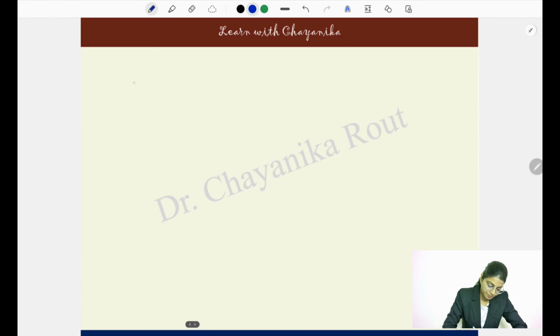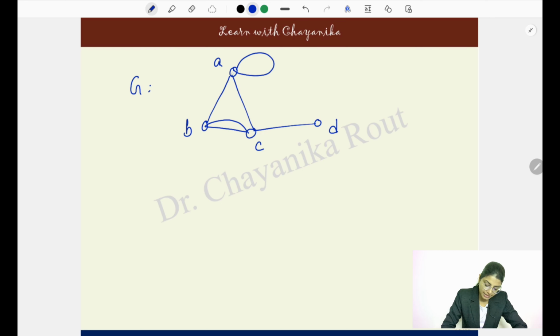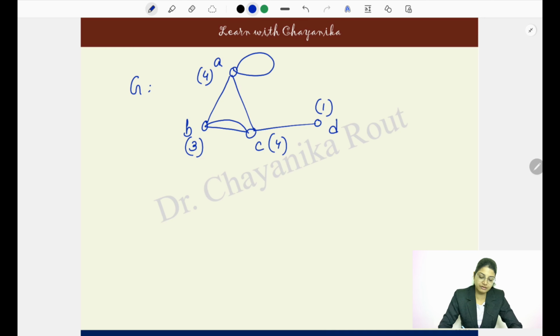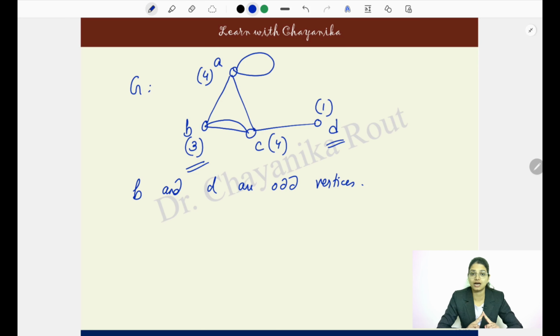Let us see one graph. Let me draw a pseudo graph now. Suppose this is my graph G with vertices A, B, C, D. Here I can see the degree of vertex A is 4, degree of B is 3, degree of C is 4 and degree of D is 1. It is a leaf. So here there are two even vertices, A and C, having even degrees, and two odd vertices, B and D, having odd degrees. So how many odd vertices do we have? 2. This count is even. That is what the corollary says: in any graph, the number of odd vertices is always even.